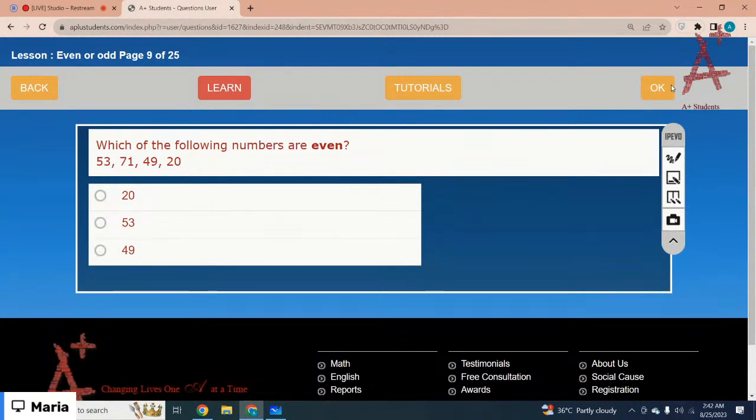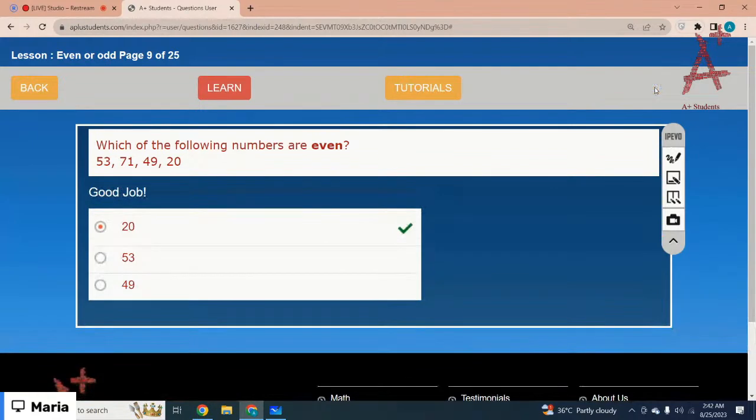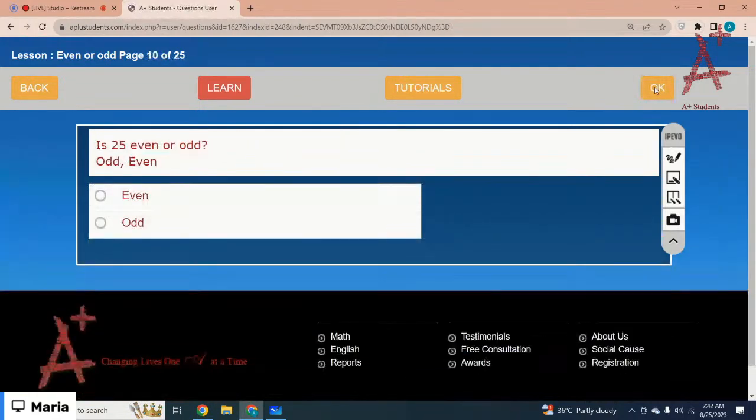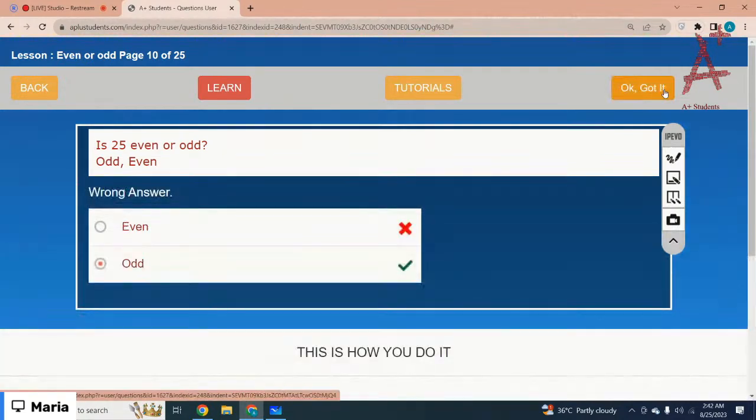Which of the following numbers are even? Which is the correct option? The only even number here is 20. Is 25 even or odd? 25 is an even number, right? Oh, sorry, odd number. 25 is an odd number, right?